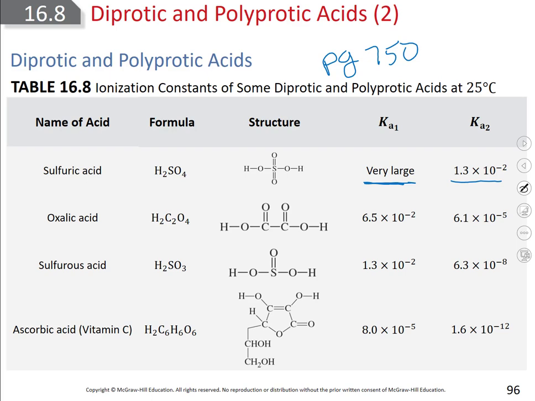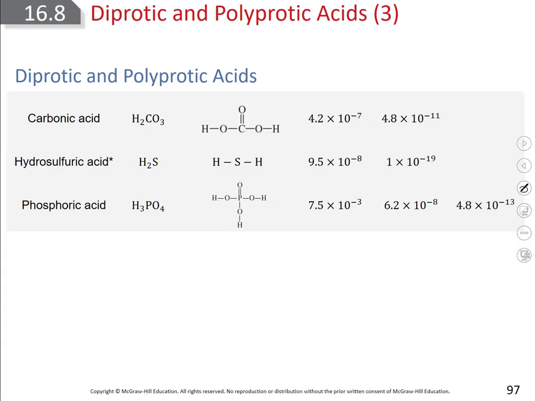We have oxalic acid, sulfurous acid. Sulfurous acid is based on the sulfite ion, not the sulfate ion. Ascorbic acid, also known as vitamin C. And then we also have things that have more than 2 protons.